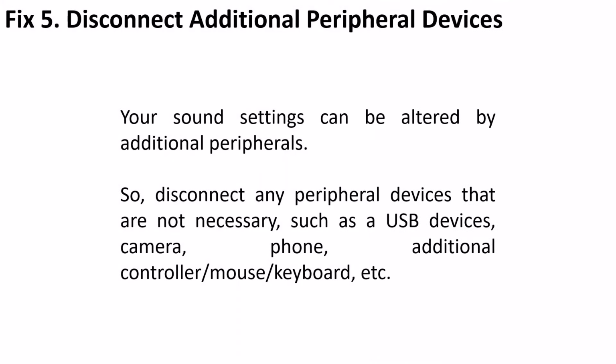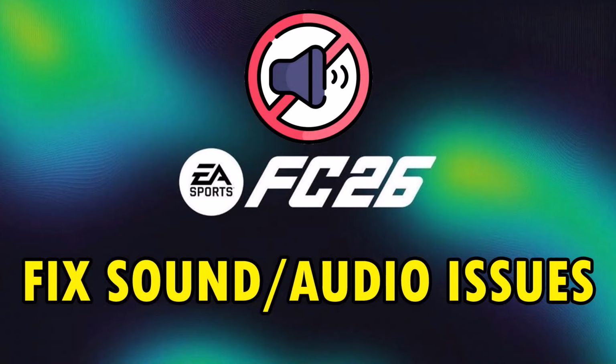Fix 5. Disconnect additional peripheral devices. Your sound settings can be altered by the additional peripherals, so disconnect any peripheral devices that are not necessary, such as USB devices, camera, phone, additional controller, mouse, keyboard, etc. and then check. So I hope by following these fixes you were able to solve sound or audio issues in EA Sports FC26.